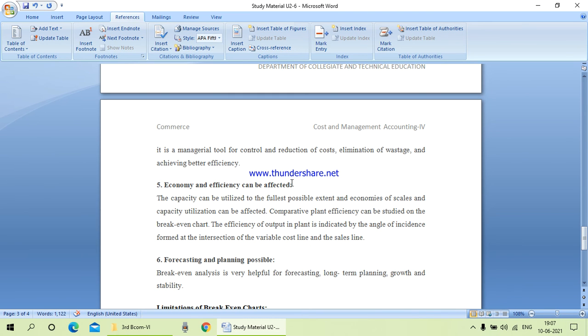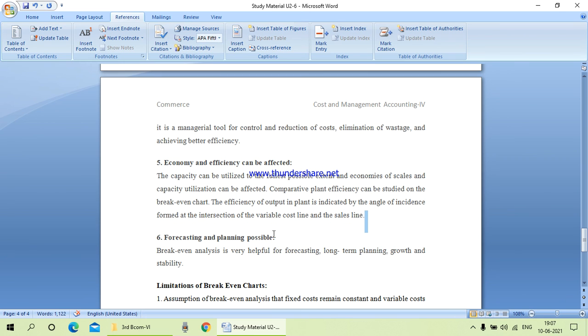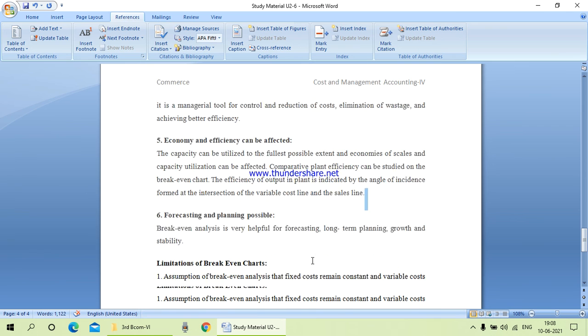Then economy and efficiency can be affected. The capacity can be utilized to the fullest possible extent, and economies of scale and capacity utilization can be affected. Comparative plant efficiency can be studied on the break-even chart. The efficiency of output in a plant is indicated by the angle of incidence formed at the intersection of the variable cost line and the sales line. Then forecasting and planning is possible. Break-even analysis or chart is helpful for forecasting, long-term planning, growth, and stability.